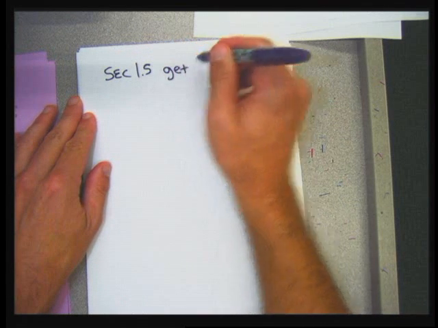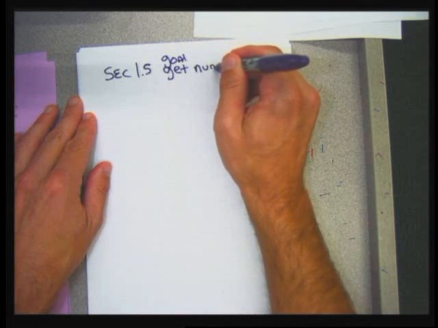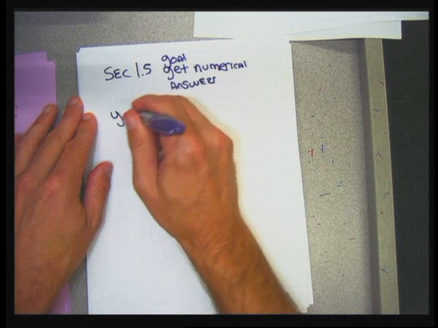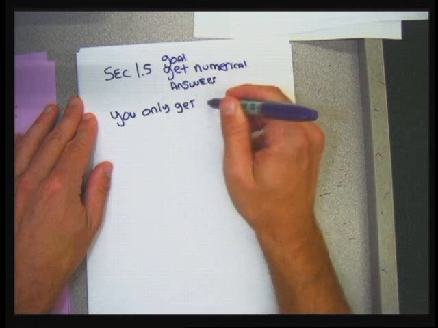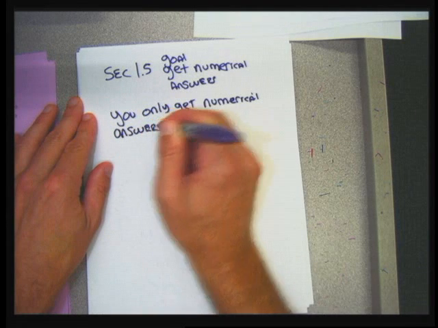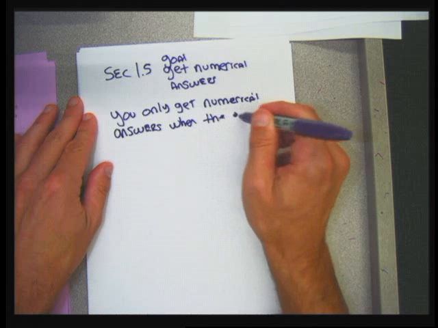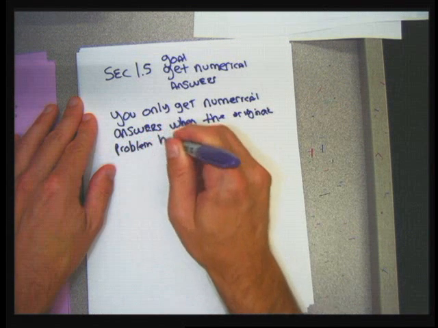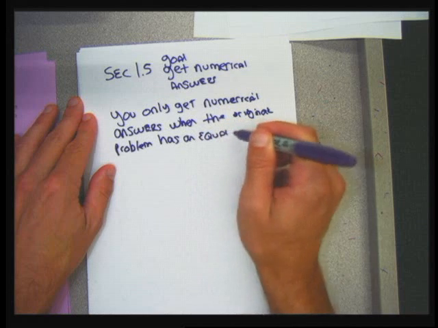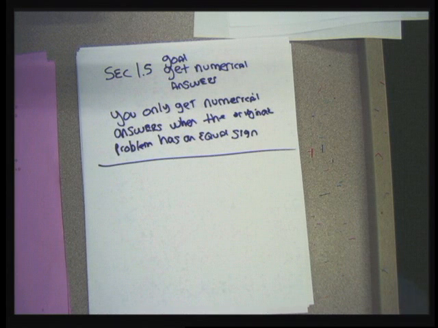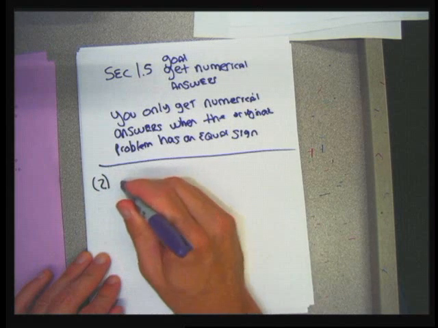is to get numerical or number answers. And you only get number answers when the original problem has an equal sign. If the problems don't have equal signs and factoring's involved, you factor and you stop. When problems do have equal signs, then you expect to get numerical answers. You may or may not have to factor.